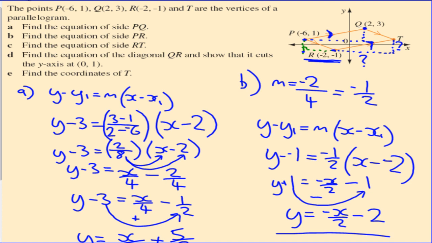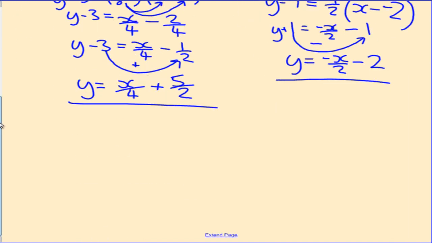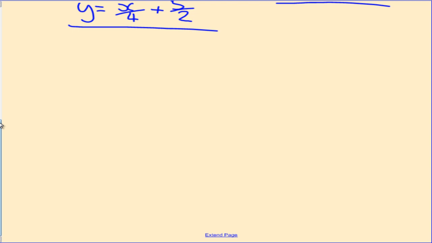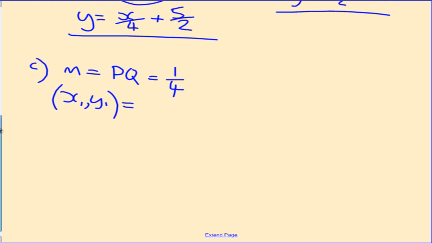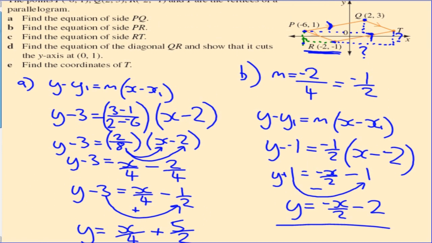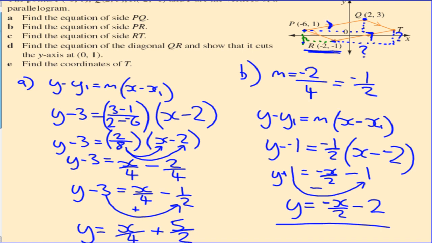So what we're going to do is give myself some more room. We're going to be answering part C. Our gradient is the same as the line of P to Q, which came out at 1/4. Our point on the line, so our x1, y1 value, has to be a point R or point T. Because we don't have point T, all we have is point R, so we need to use negative 2, negative 1.